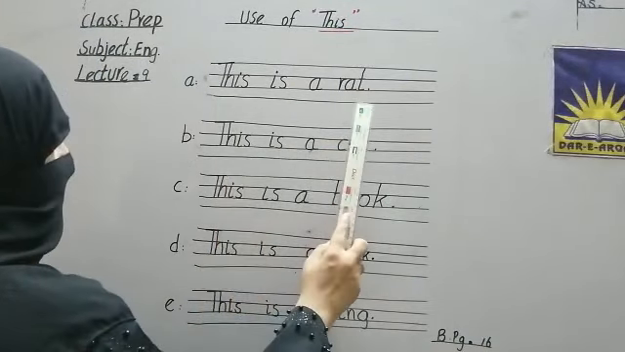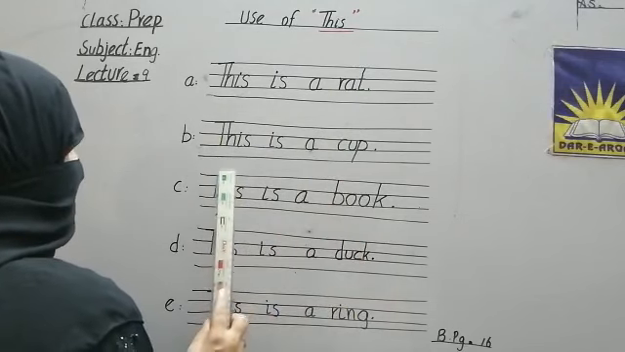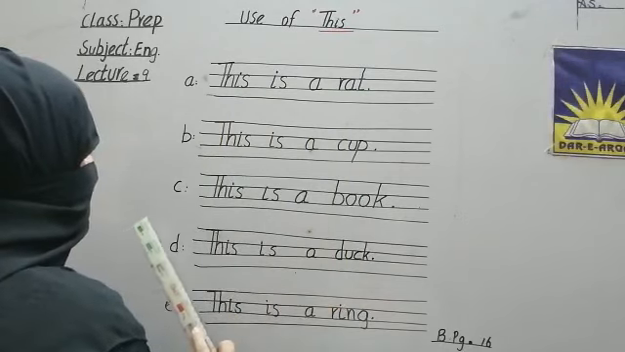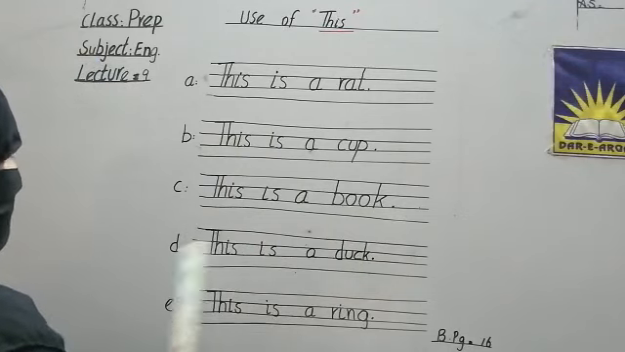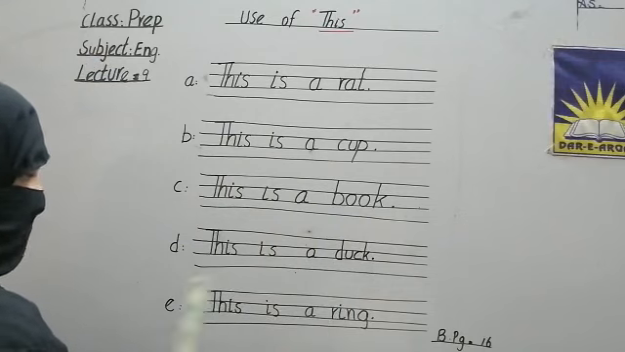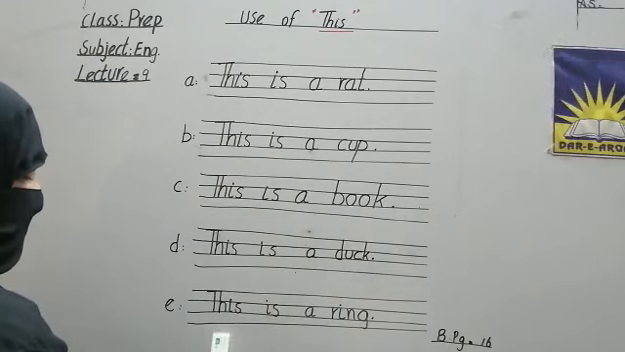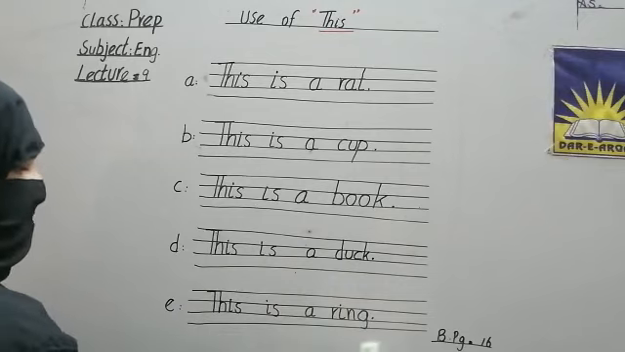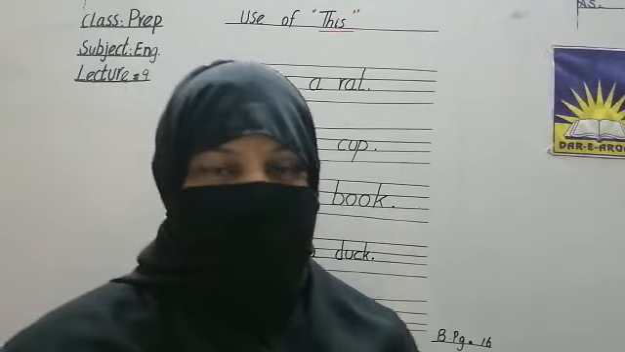This is a rat. This is a cup. This is a book. This is a duck. This is a ring. Students, learn this page actively.